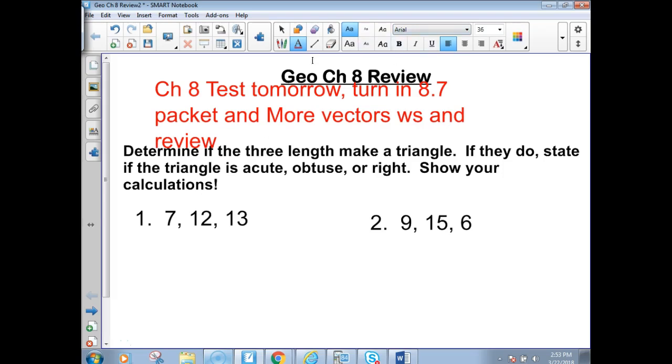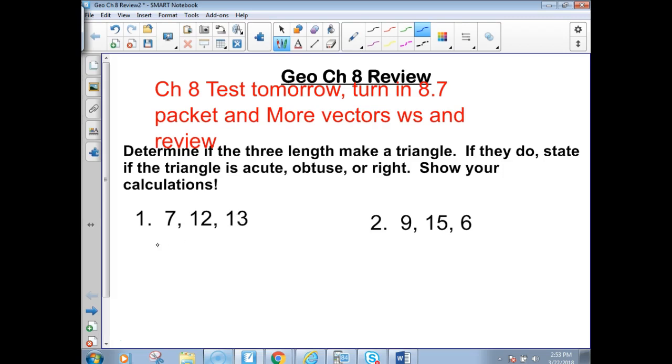If you can make a triangle out of the 3 lengths, that would be determined by whether the smaller 2 added is more than the third. I don't really need you to write anything down, just make sure you checked if it's possible to have a triangle. 7 plus 12 is bigger than 13, so you can make a triangle. So then you start to check what kind it is.